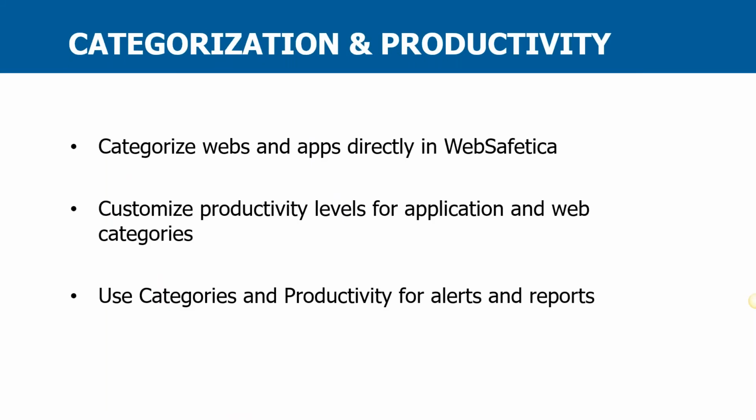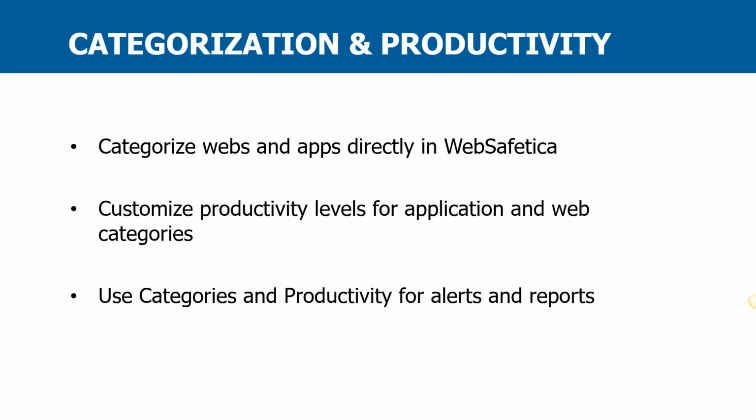We are bringing new categorization and productivity features as well. It's connected to GDPR too, because now you can categorize webs and applications directly in Web Safetica under one hood. Not only can you categorize the websites and applications into separate categories like you were used to in our Safetica console, but right now you can very easily set the productivity levels for applications and webs as well. So you can divide all the records just like you want to, and you can easily see the precise results in charts, records, or statistics.